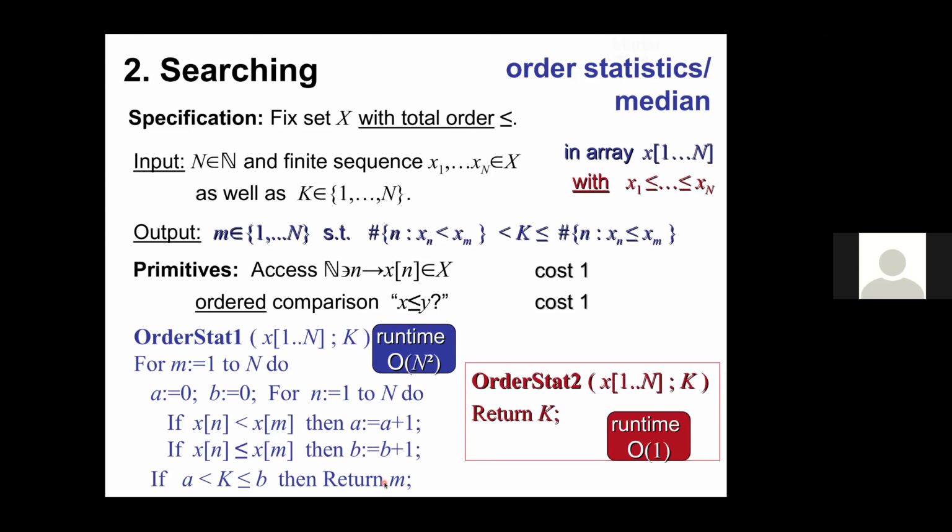Again with the remark: of course, this simple algorithm does not work when the array is not ordered. That's the first remark. The second remark is that the output is not unique. If some xn are equal, then this m may not be unique. This is something you must consider. This means even these two algorithms, which are both correct on an ordered array, do not need to output the same thing.